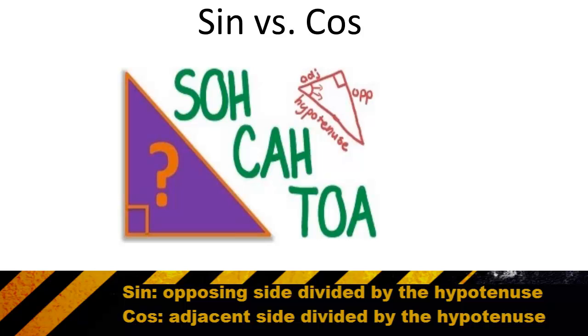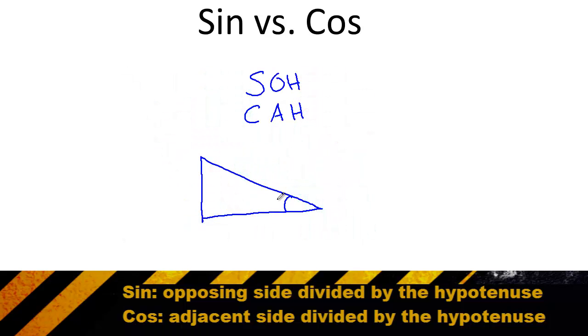What we're talking about is the sides relative to an angle. So if this is my triangle here, and I draw this angle x, my opposite side is going to be the side farthest away from it. My adjacent side is going to be the flat side touching the angle. And my hypotenuse is always my slanted side.